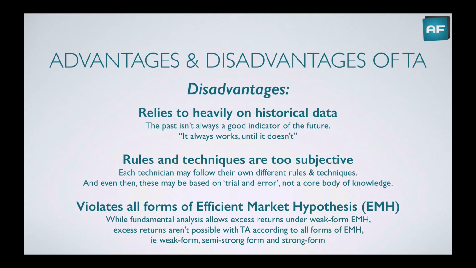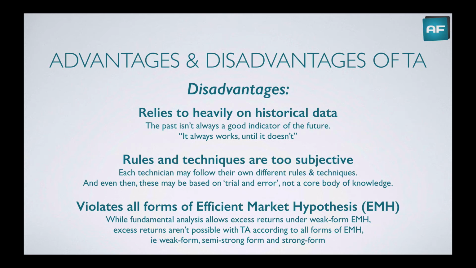So you'll see from that previous example, do you do the support lines at the very low point, or do you just have an average, like where it all touches base? Do you set the Bollinger Bands to 2 standard deviations? What about the moving averages? Is it your 5 and your 15 day, or 5 and 20 day, or which one is it? Often it's too subjective. There's no core body of knowledge, and even the best technicians may base their own techniques on trial and error rather than fundamental theory. And finally, the third disadvantage is it violates all forms of efficient market hypothesis, or EMH.